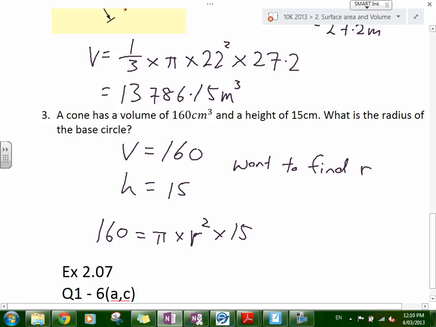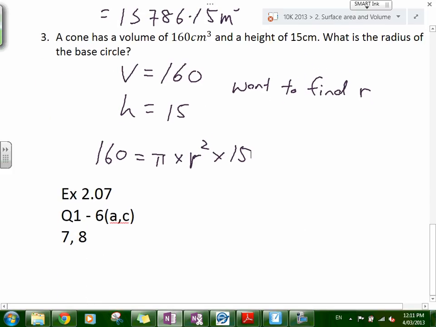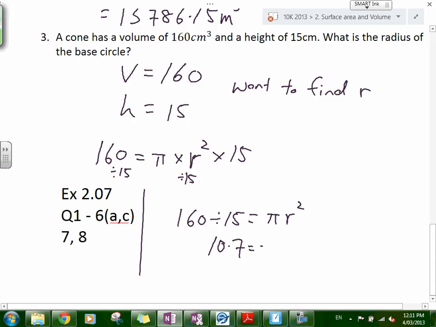Alright, so I'll do it one at a time. I'll just continue up here. Alright, so if I do it, I'll divide it first by 15. Okay, divide by 15. So we've got 160 divided by 15 equals, and these 15's cancel out. So I get pi r squared. What's 160 divided by 15? 10.6. 10.7 equals pi r squared.